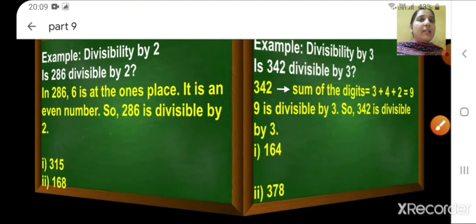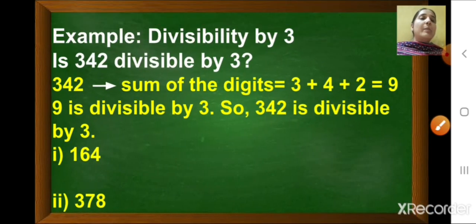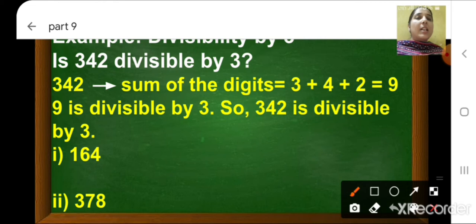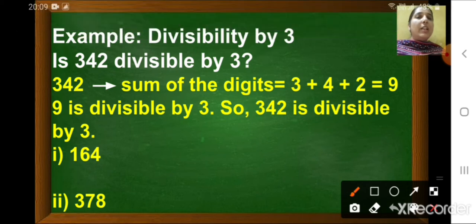Now let's see one more example for divisibility by 3. If the question is being asked, is 342 divisible by 3? So what do we do to find the divisibility by 3? Yes, we add the digits. We find the sum of the digits.